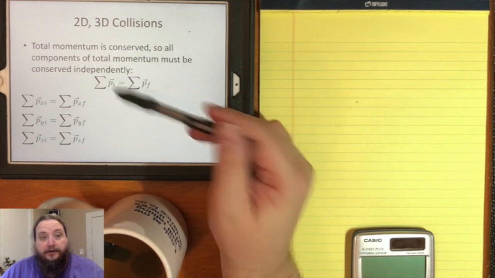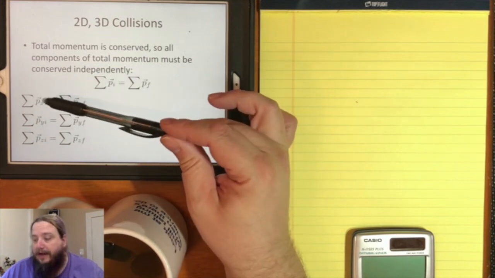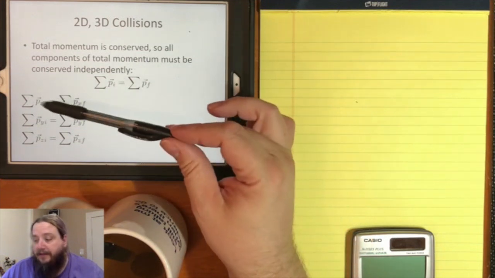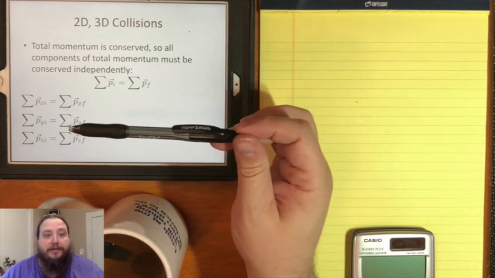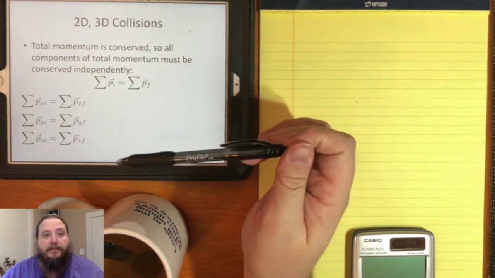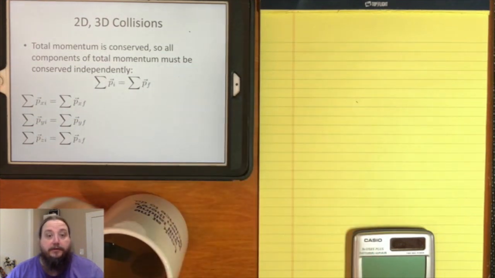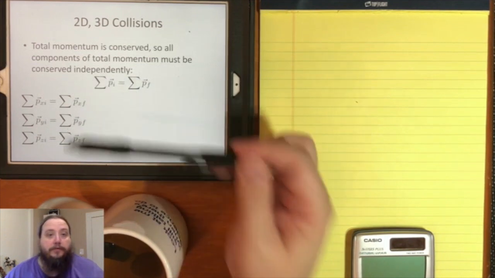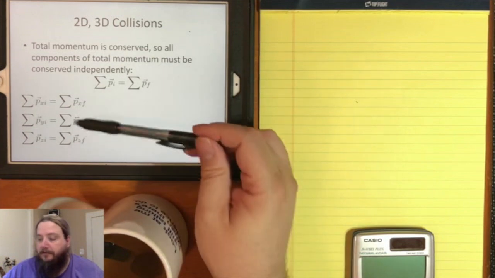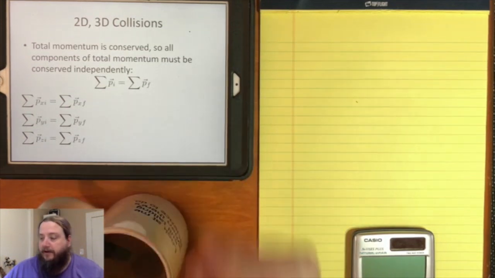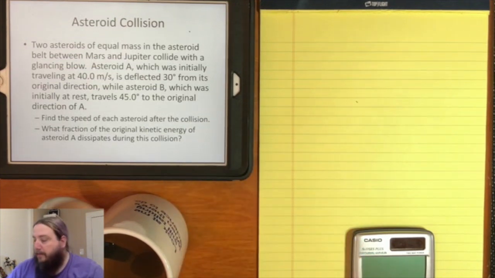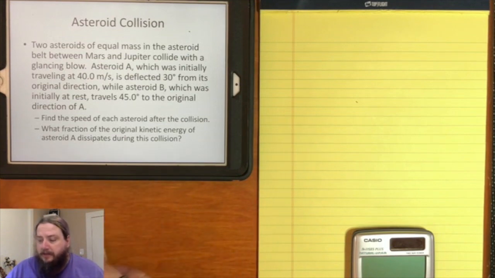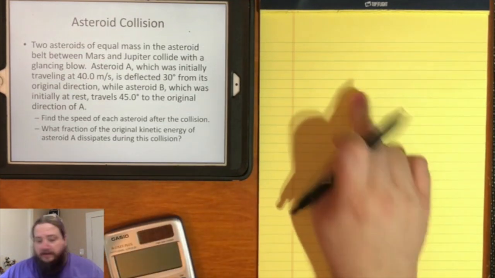These are vector sums, and therefore we have to break them up into the individual components, and the x momentum must be conserved, the y momentum must be conserved, the z momentum must be conserved independently. So if you're working in two dimensions, you get two relationships out of this. If you're working in three dimensions, you would get three relationships out of that, and so on. Other than that, it works very much like collisions did in one dimension. And so let's just get some examples going here.